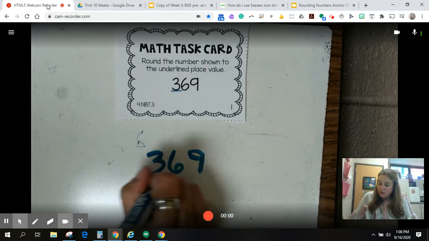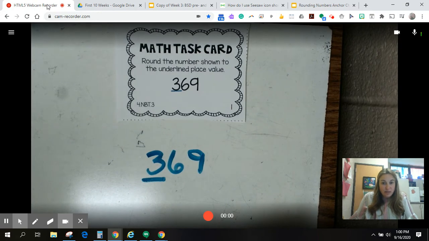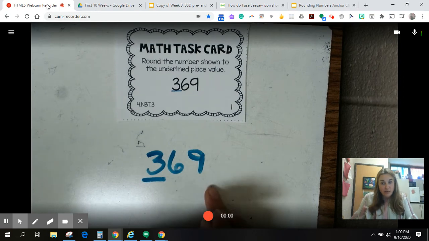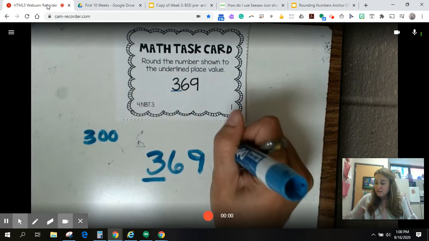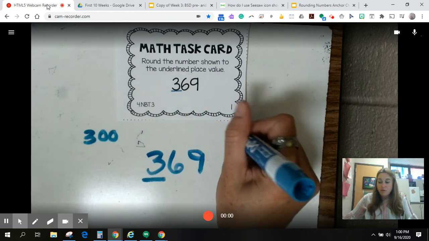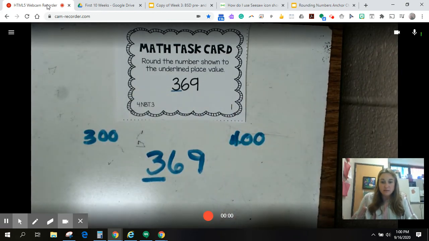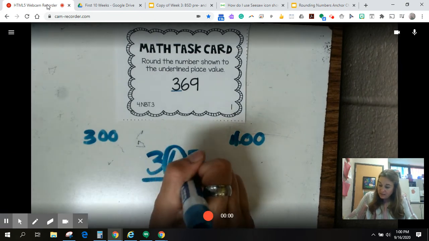369. Underline the digit, underline the place that we're going to round to. So we're underlining to the nearest 100. All the numbers to the right are 0. So that's going to be 300. Our next hundred number is 400. Awesome. Now we're going to circle the number just to the right.